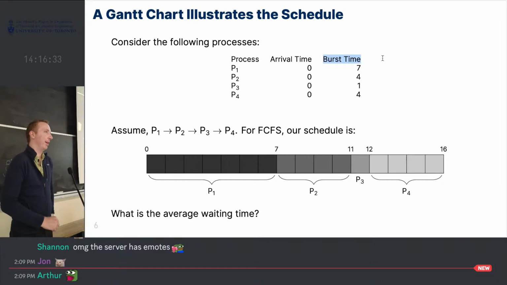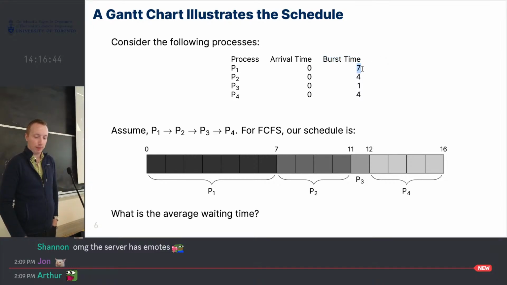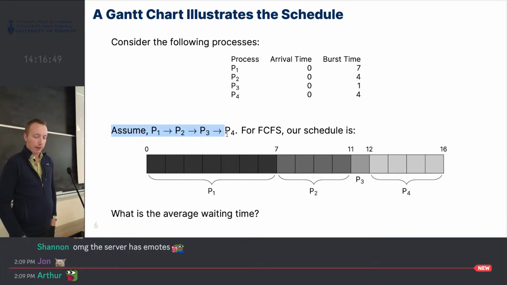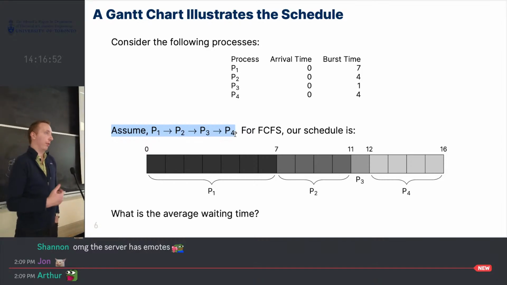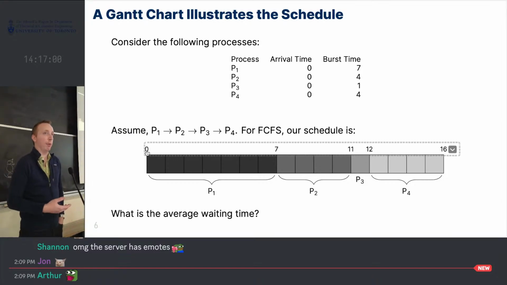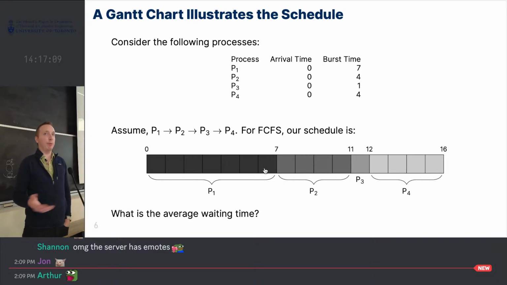Then burst time, that might look like a weird term. It is just the term that represents how long each process wants to run on the CPU for. So process 1 wants to run for 7 time units, process 2 for 4, and so on. If we assume this arrival order, P1, P2, P3, and P4, then this is our schedule. At time 0, we just pick whatever process is at the front of the line. So it is process 1, and it runs for 7 time units. Because we're not doing any preemption, we just schedule it until it terminates.